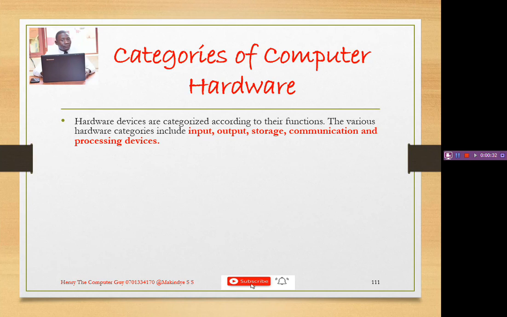The various hardware categories include: the input, those ones that enter data into the computer. We can have the output, those ones that display or convey the processed data. Storage, these ones that retain or keep the data or information. Communication, and these ones help two or more computers to communicate with one another. And lastly, the processing, whereby these ones help us to convert or transform the data to information, something that has a meaning. So we are going to look at each and every category in general.